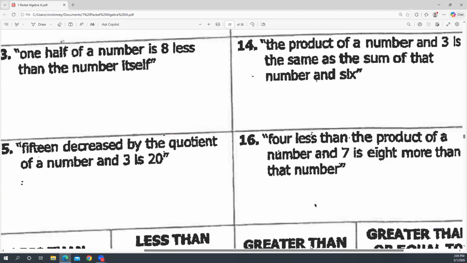Okay. So number 3, 1/2 of a number. So we said 1/2. We could say a number divided by 2 would give us 1/2. Is, so we already got our equal sign way up here. 8 less than, turnaround. So I'm going to leave a little space and I'm going to take 8 away from something. What am I taking it away from? The number itself. So n minus 8.